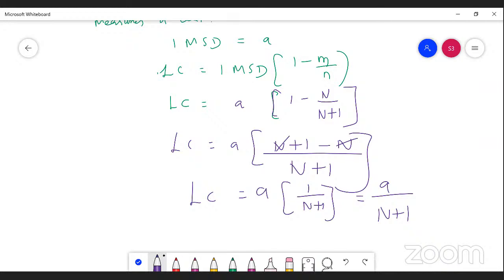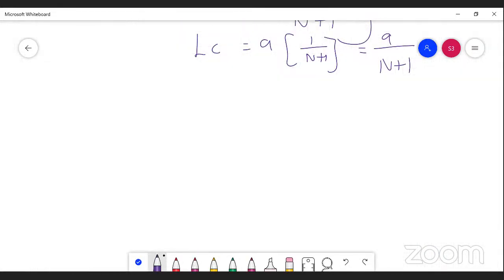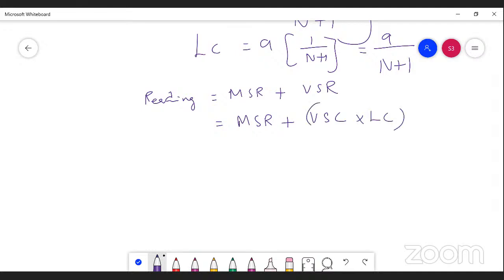Yes, students, next is the reading of the Vernier caliper. What is the formula for the reading of the Vernier caliper? As usual, as in the screw gauge, the reading formula is equal to main scale reading plus Vernier scale reading. The Vernier scale reading is the Vernier scale coincidence times the least count, as in the screw gauge. So this is the reading formula of the Vernier caliper.